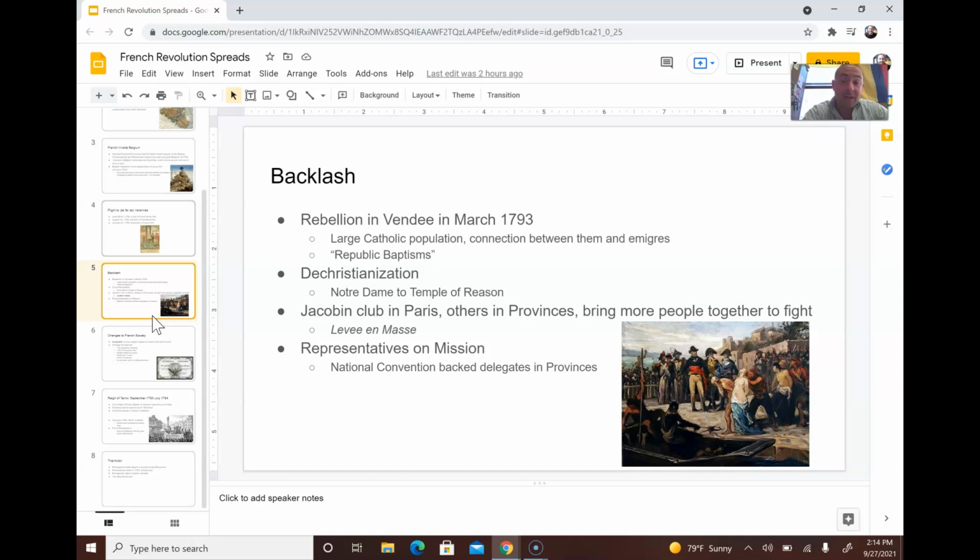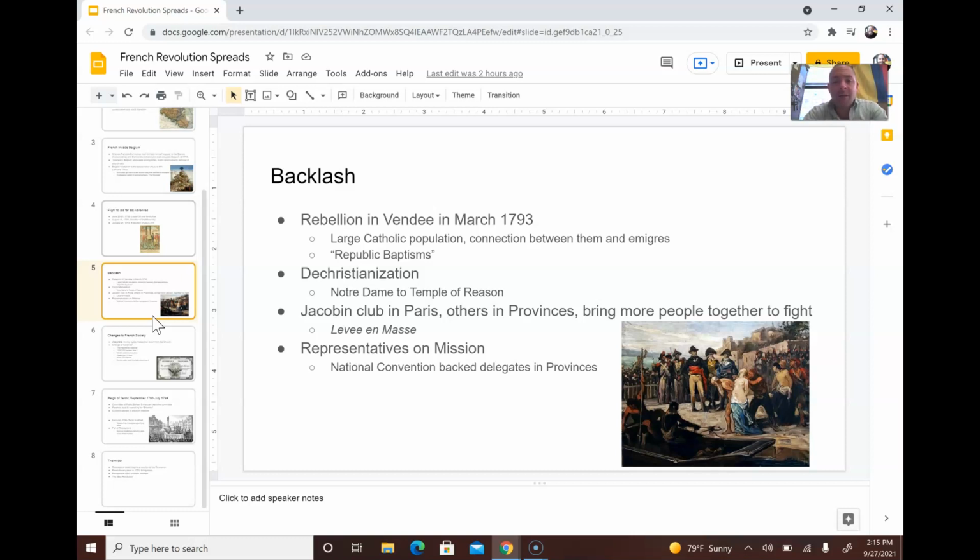There's massive rounds of de-Christianization, right? So again, as this pendulum swings, there's de-Christianization, basically taking churches and destroying Christian iconography, destroying churches themselves. Famously, the Cathedral of Notre Dame in the center of Paris is turned into the Temple of Reason. So there are different ways that they are trying to, again, punish people, get rid of the old order.